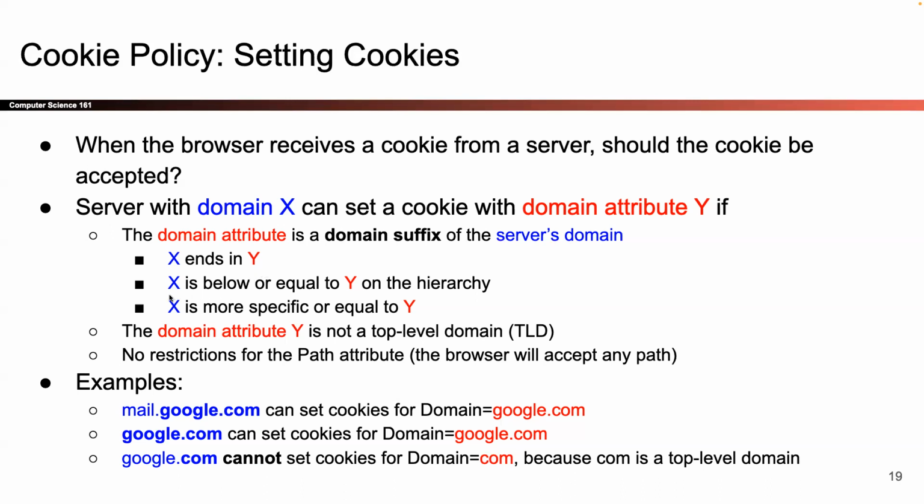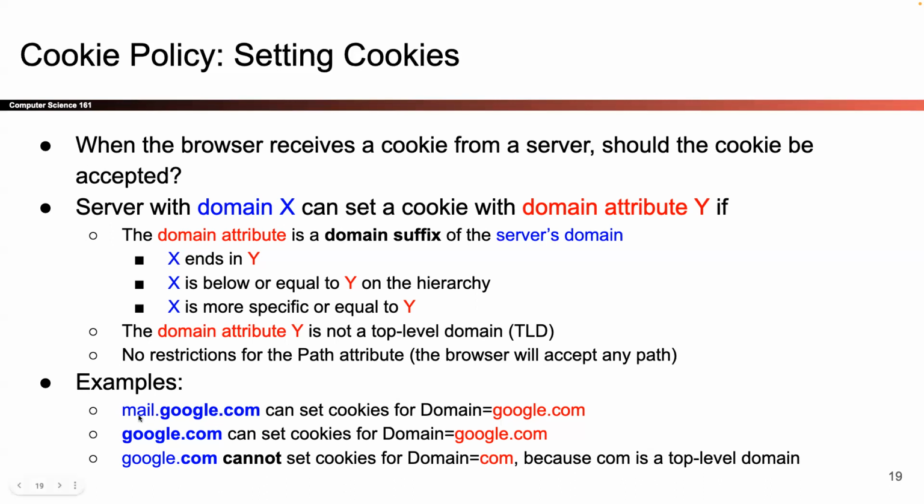Another way of saying it is that the domain has to be below or equal to Y, has to be more specific than Y, or you could say X is more specific or equal to Y. All of those actually are exactly the same. And if those still sound confusing, honestly, you're not alone. I think examples make this a lot clearer.